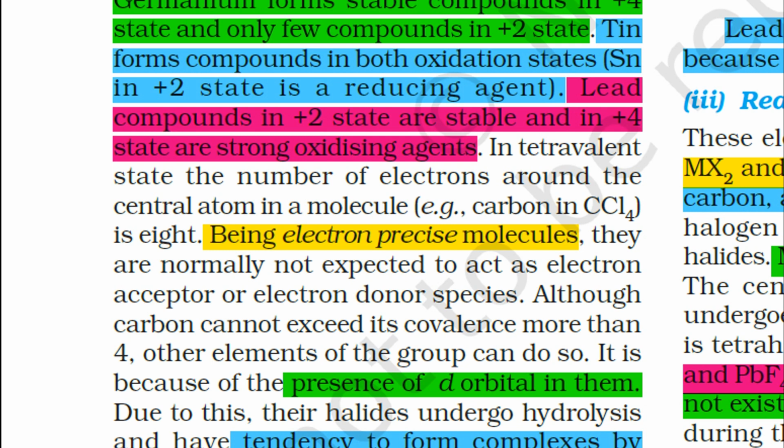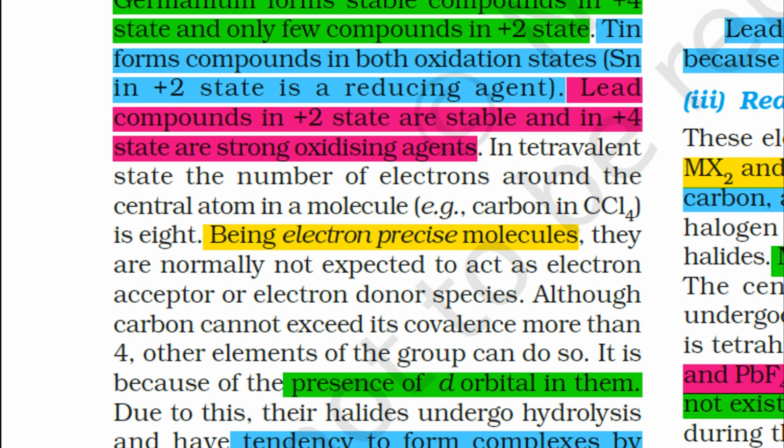Next, lead in +4 oxidation state is an oxidizing agent. As it's written here, lead in +2 is more stable. So from lead +4, it will try to go to lead +2, and for that it will gain electrons, and gain of electrons is a reduction. So as it will itself undergo reduction, it will act like an oxidizing agent.